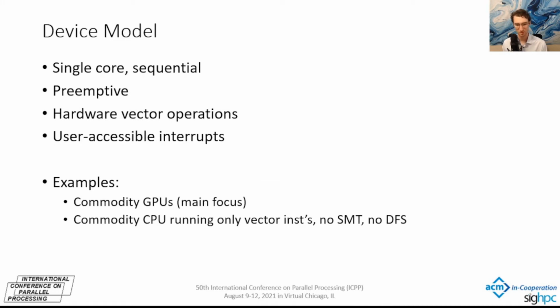The device model we concern ourselves with is a single core sequential model with preemptive capabilities and user accessible interrupts, along with hardware vector operations. The main focus of this work is commodity GPUs, which we acknowledge do have some limitations on the ability to do preemption and user accessible interrupts. Part of this work is to motivate that these facilities would be not only useful but practical and provide specific performance improvements if they were made available to developers.